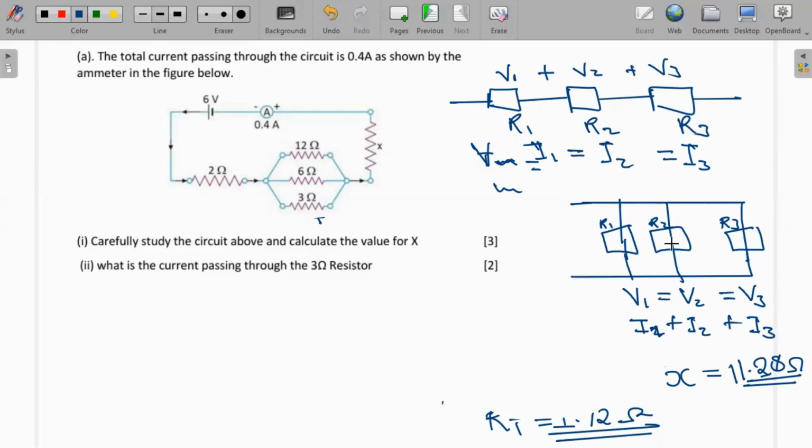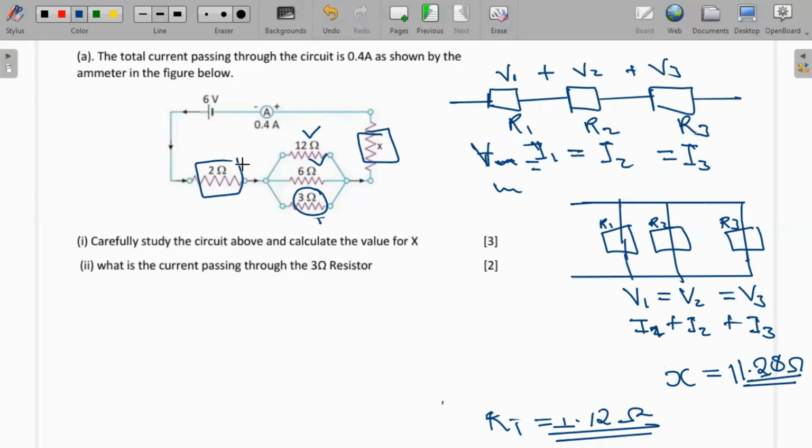So why am I explaining this to you? It's because I want us to look at this combination that we have here. They've told us to say what is the current passing through the 3 ohm resistor. Where is the 3 ohm resistor? The 3 ohm resistor is here. The 3 ohm resistor is in a parallel combination with these two. And we said these three are in a series combination with what? With those guys. So what are we going to do?